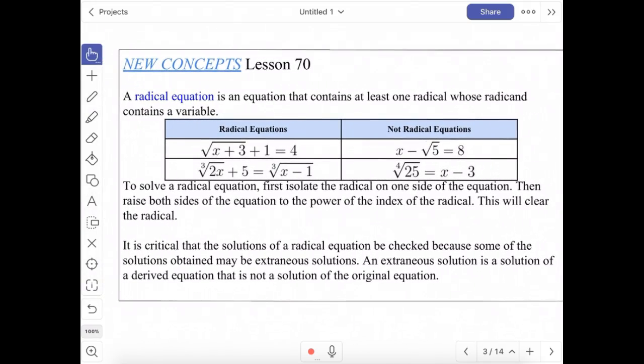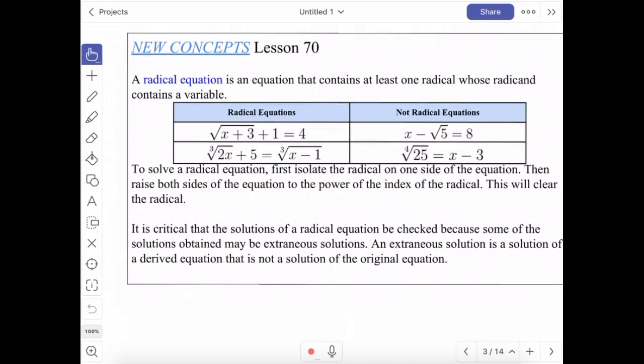A radical equation is an equation that contains at least one radical whose radicand contains a variable. So radical equations over here, you can see every x value is underneath the radical. On the right hand side, we have radical numbers or irrational numbers, but the variable is outside of that, so it's not going to be a radical equation.